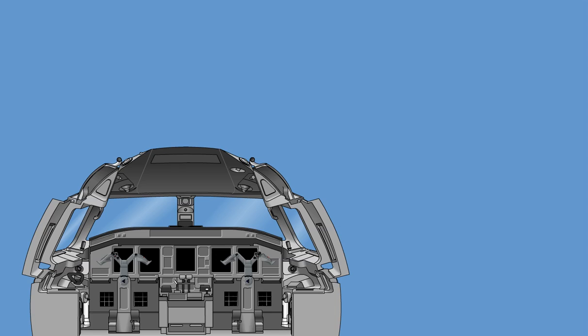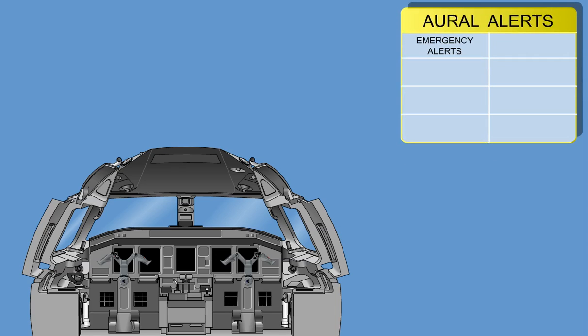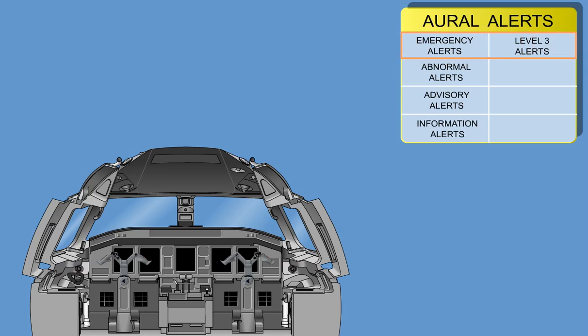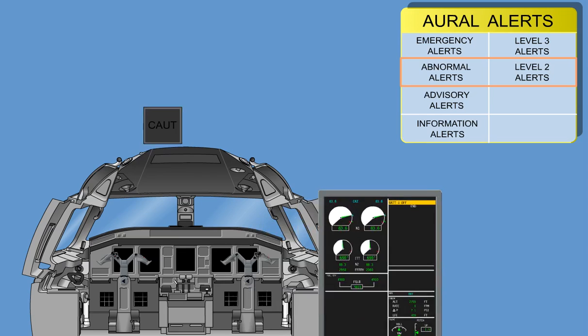There are 4 levels of aural alerts: emergency alerts, abnormal alerts, advisory alerts, and information alerts. The emergency alerts are dedicated to Level 3 alerts and correspond to an emergency situation, such as an aircraft in hazardous configuration, landing gear, or serious aircraft system failures that require the pilot's immediate action. Abnormal alerts are dedicated to Level 2 alerts and correspond to an abnormal situation like the single chime for the master caution.